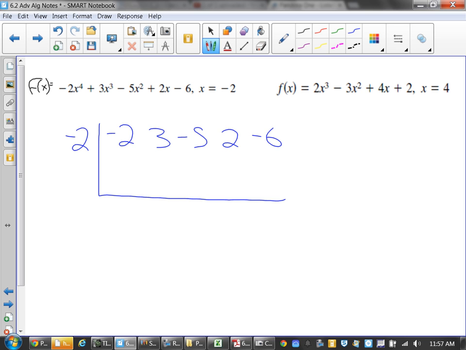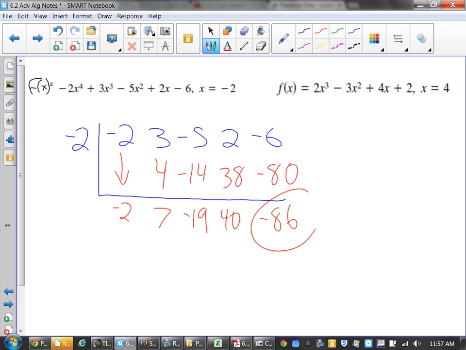Let's see. Remember, drop the first term. Get -2. Multiply. Add. Multiply. Add. Multiply. Add. Multiply. Add. Did you get -86? Yep. I wrote +6, but other than that. All right. And see how easy it is to make just a dumb mistake with the sign there? This is where you have to be very careful with your signs, guys.